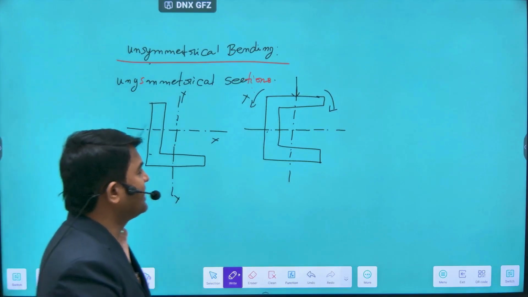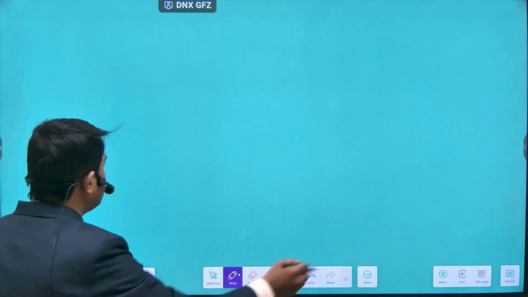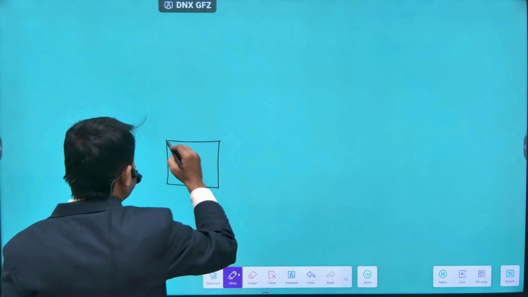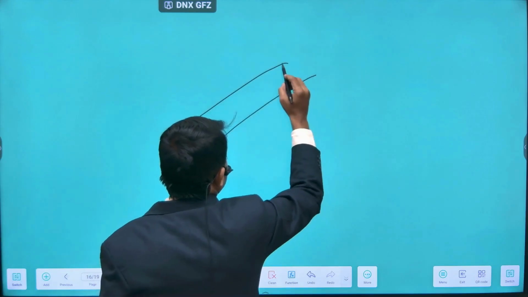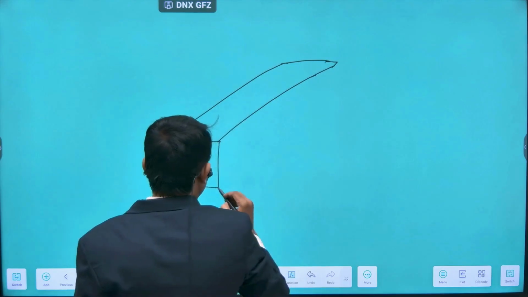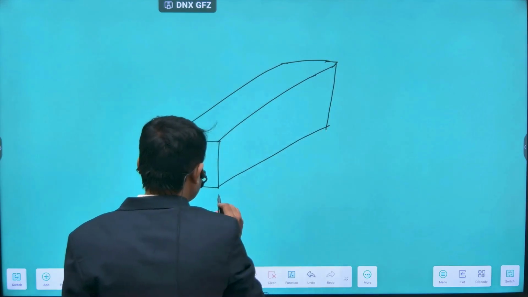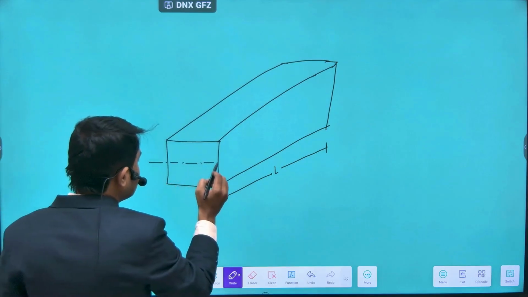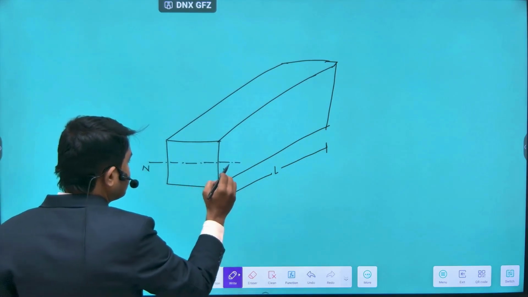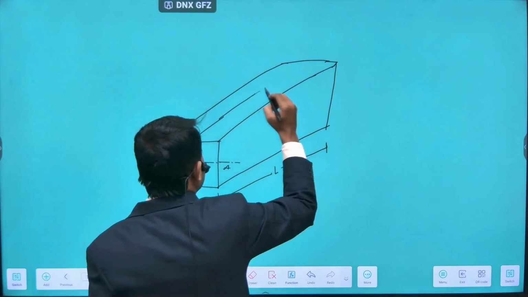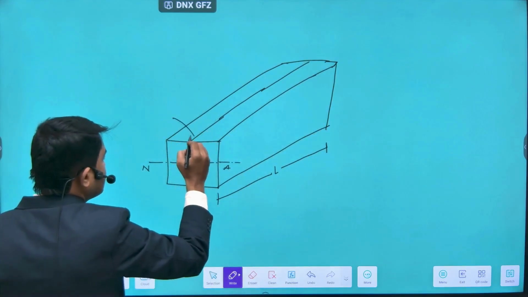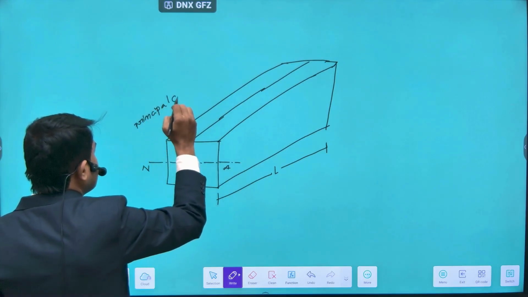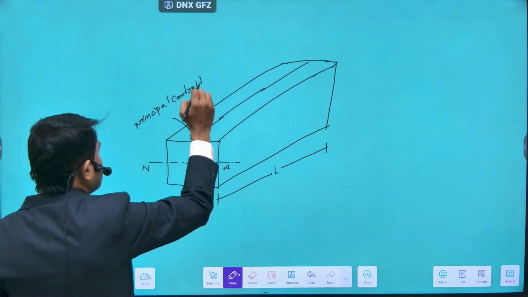Now, unsymmetrical bending is nothing but, so now I am drawing a beam of length L. We know already that this centroidal axis is the neutral axis of the beam and this is the longitudinal axis. As in symmetrical bending, I have already written, this is the principal centroidal axis.